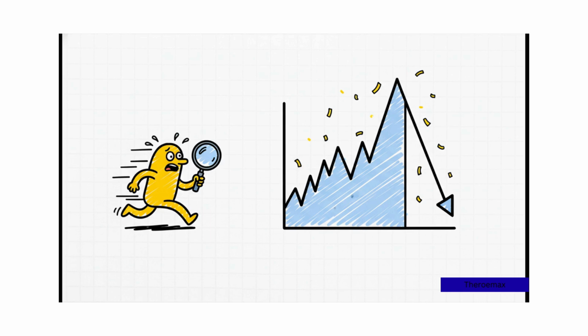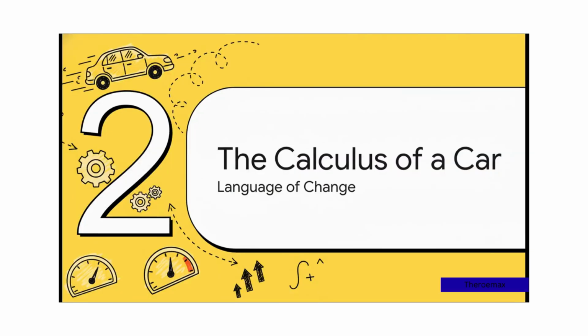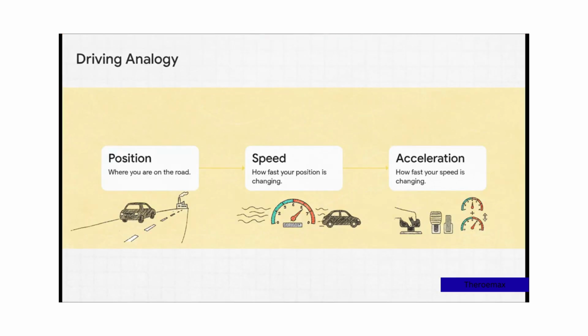So how do we get ahead of that? How can we measure change not after the fact, but as it's actually happening? To figure that out, let's just step away from the markets for a second. Let's think about something way simpler, something we all get, driving a car. Seriously, this is the perfect way to understand the language of change, which really is all calculus is. It really just boils down to three basic ideas.